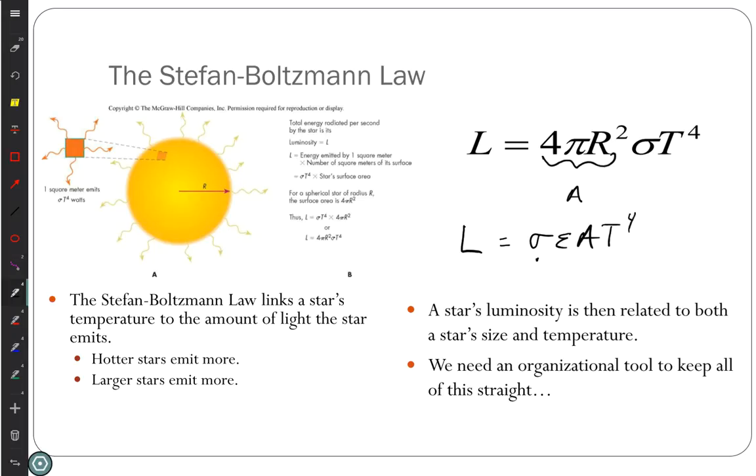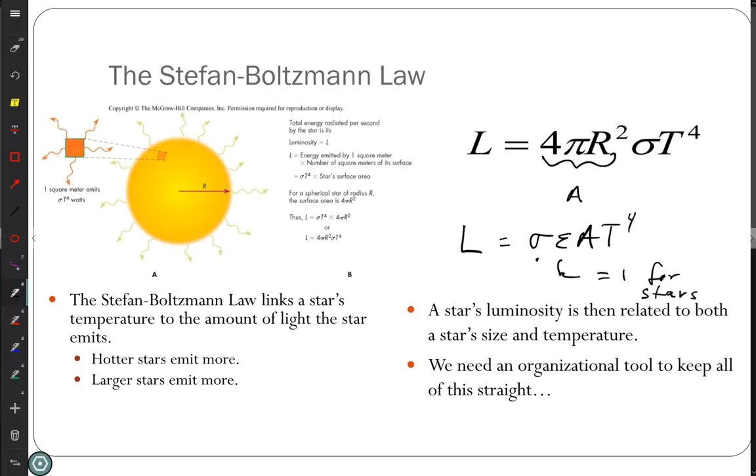A is the area that's emitting the light, and T is the temperature of that surface. For stars, the emissivity is equal to 1. And so that's why it's not shown in the equation above, because it's just equal to 1. Stars are perfect black bodies, perfect emitters of light. So if we have a larger star, because that radius is bigger, it's going to give off more light. If we have a hotter star, because the temperature is bigger, it gives off more light. And so that's going to be important when we're looking at the luminosity of a star. That luminosity depends on the radius and the temperature.